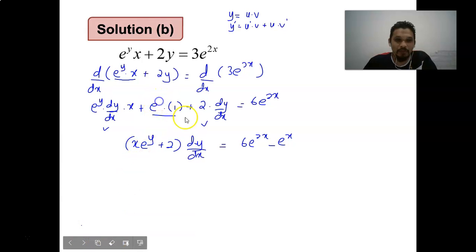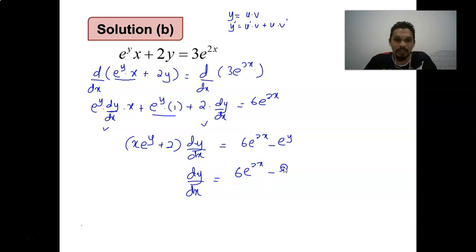Okay, so e to the power of y, and this is e to the power of y. Sometimes I realize that there's a mistake here. So e to the power of y and e to the power of y. So x e to the power of y plus 2 dy dx equals this one here now. Then dy dx equals 6e to the power of 2x minus e to the power of y, divided by x e to the power of y plus 2.